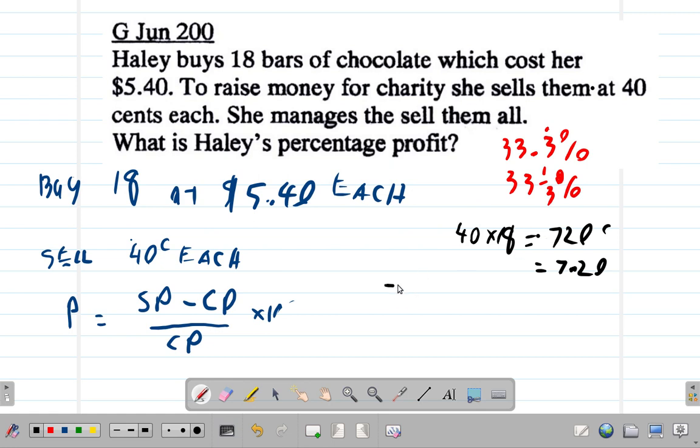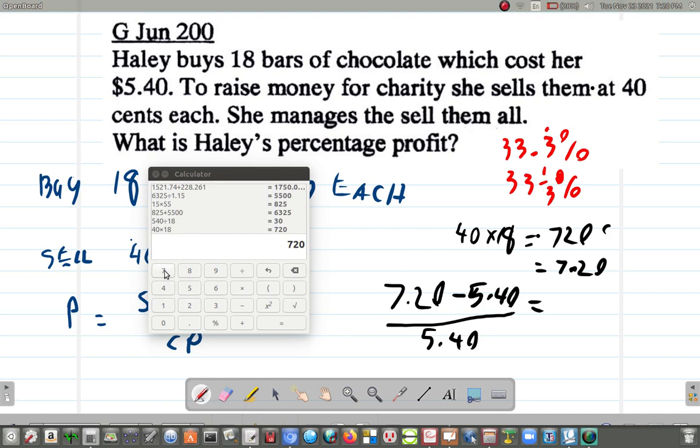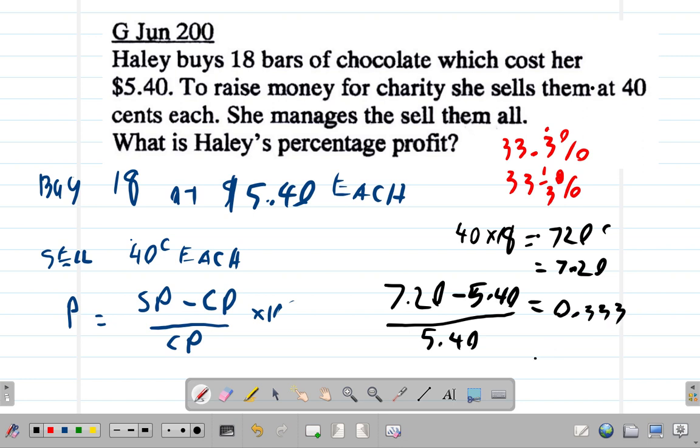So in this case, $7.20 minus $5.40 over $5.40 equals, if you do the calculation here, $7.2 minus $5.4 divided by 5.4 equals 0.333, which is 33 and 1/3% again.